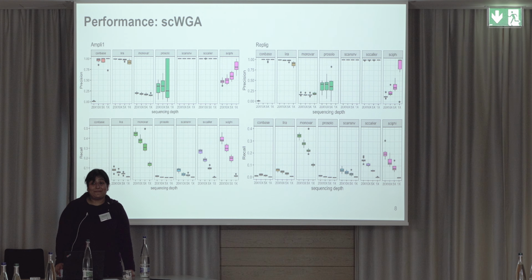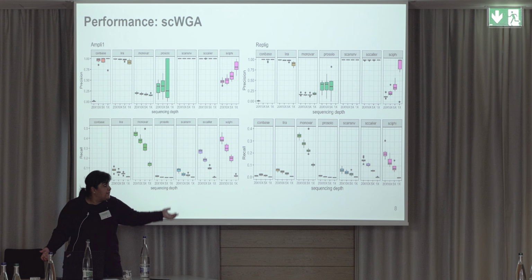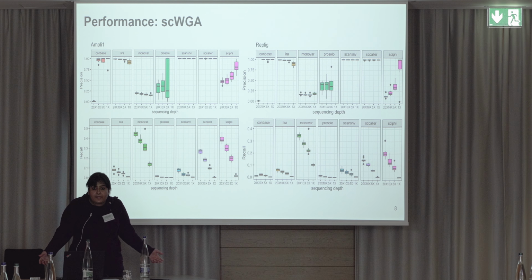And this is not something just in simulated data. Eventually I'm going to add a lot of real data to it, and that is what motivated this whole study, right? Either we are getting a lot of calls from Monovar, which are mostly false positives, or we are losing a lot of information if we use precise callers like SC caller and Scan SNV, which gave only two mutations. What do you do?